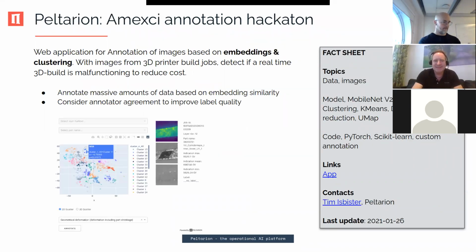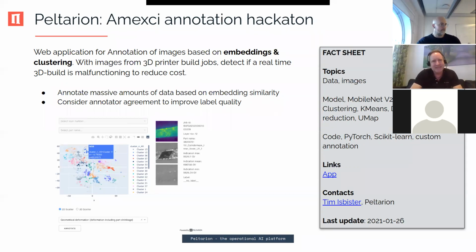Here is another one. I'm not sure if I should have included this because it's not really related to text, but it's something that we launched yesterday in Peltarion, and it's more related to a company called Emexi. And I think it's interesting because it revolves around annotation. And I think annotation is an area that is not properly researched and explored yet.